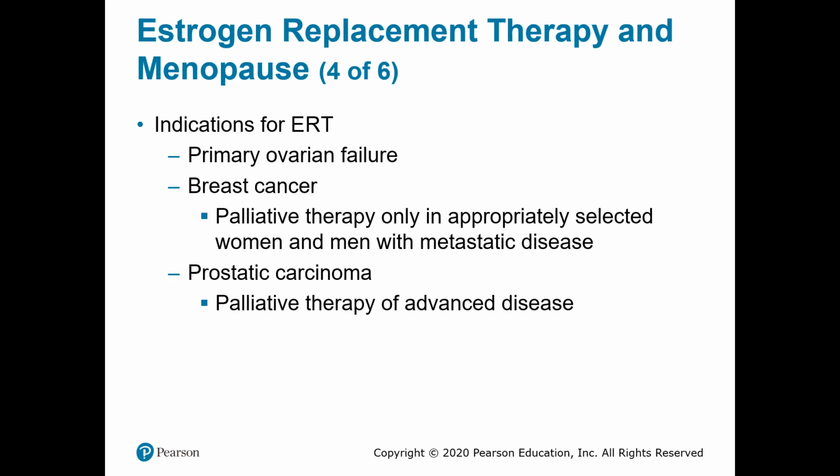Estrogen replacement therapy is indicated for primary ovarian failure as well as breast cancer, where it's only palliative therapy and only in appropriately selected women and men with metastatic disease. Estrogen replacement therapy is also indicated in prostatic carcinoma. Remember at the beginning we were talking about fighting disease with the opposite sex's hormone. Gentlemen have a prostate, ladies don't, so we might use estrogen for palliative therapy of advanced prostatic carcinoma disease states.